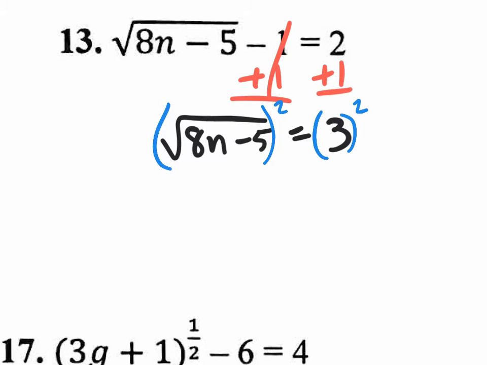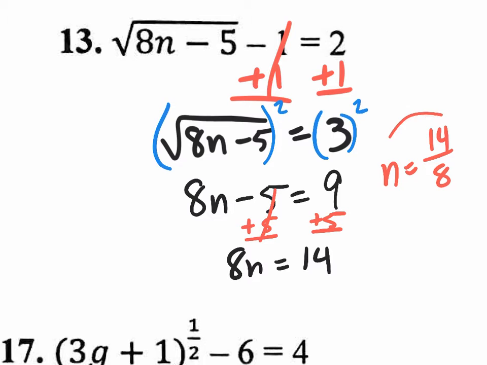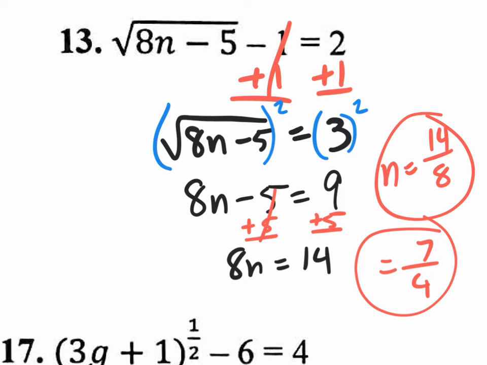So the square root and the square eliminate themselves. This is what you have left over, 8n minus 5. And 3 squared is 9. So it becomes a nice simple equation. Then you just solve it the way you normally would, and you end up with 8n equals 14. Divide by 8 on both sides, you get n equals 14 divided by 8. Of course, you could reduce it to 7 over 4. Better answer.